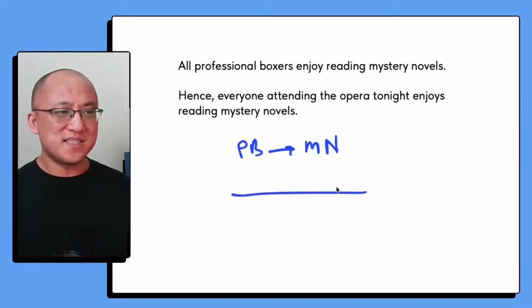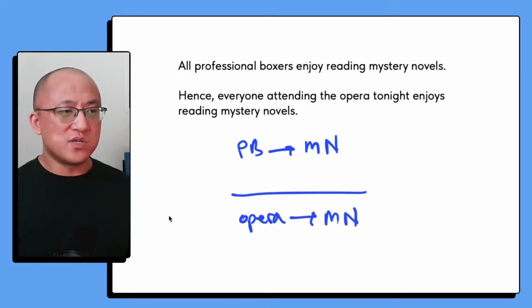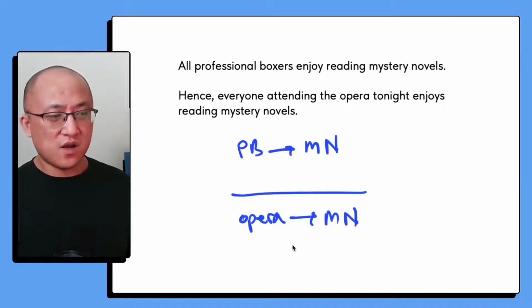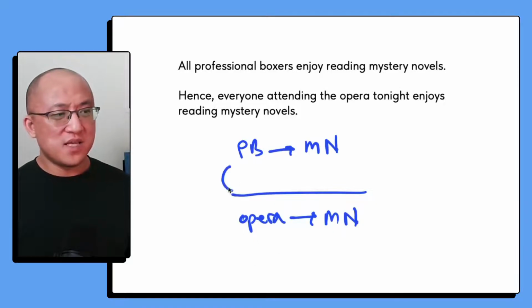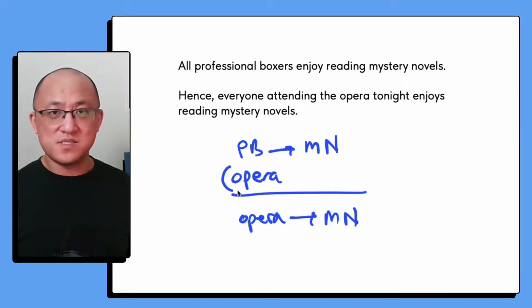So that's what makes attending the opera tonight, and I'll just write opera, a sufficient condition. If opera, then enjoys reading mystery novels, that was MN. So is there a new concept in the conclusion? Yes, there is. It's attending the opera tonight. Which side of the conclusion is it on? That's on the left side. So that's telling me the missing piece, the missing link, is going to have opera on the left side.